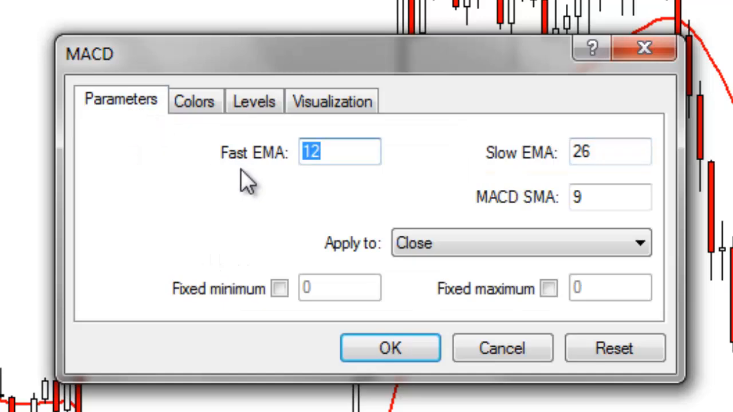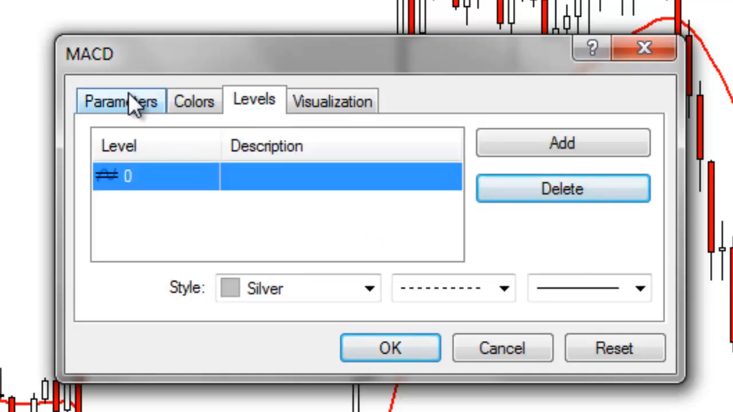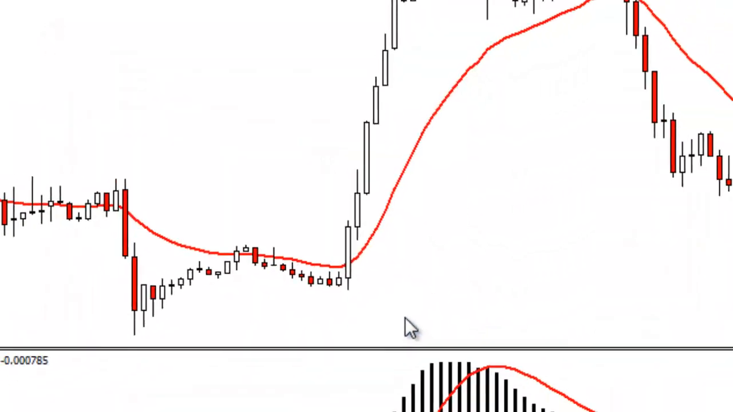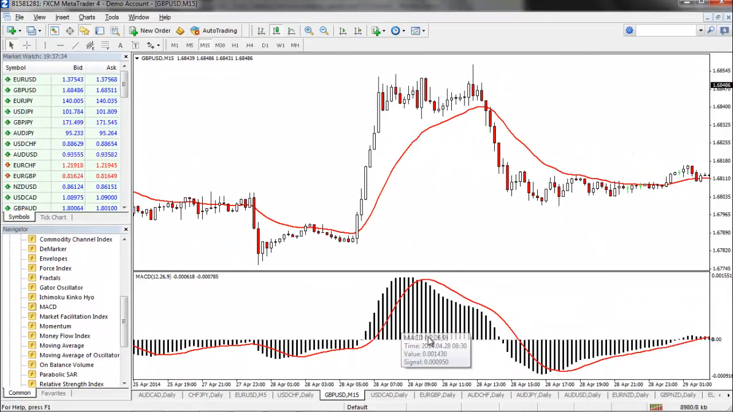Okay, so again the settings are the default settings, which are fast EMA is 12, slow EMA is 26, MACD SMA is 9. Apply to close and have a default level of 0. Click OK. Okay, so now the MACD indicator is also placed on the chart.